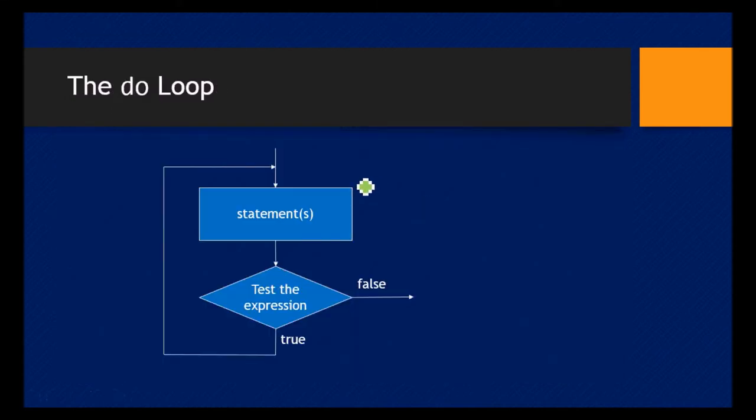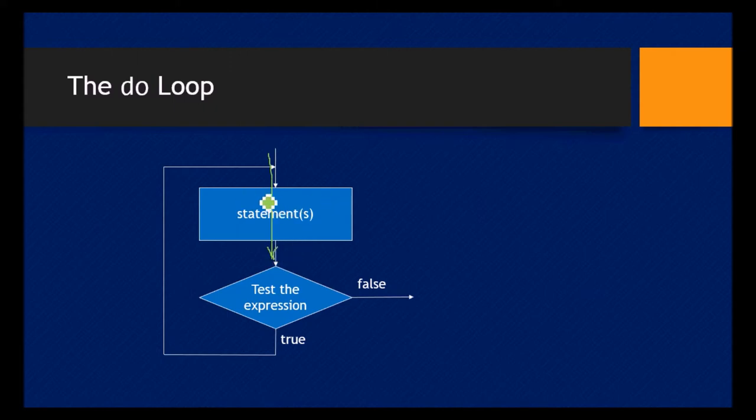The do loop. This is the third loop type in C++. There's only three. And this one is logically different from the other two, the while and the for. In the do loop, and you can see it here, the test is at the bottom of the loop, and that's what's different. So it always runs through the body of the loop at least once.